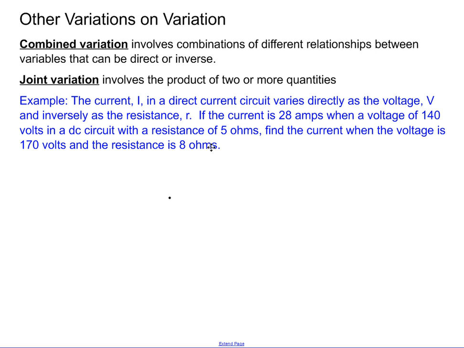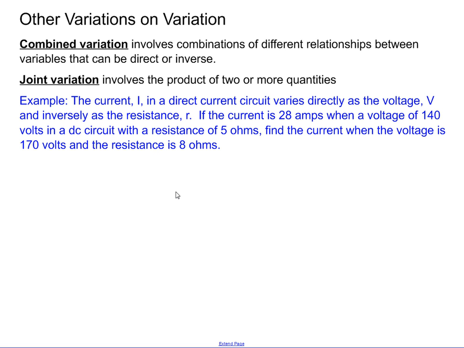Well, we've talked about direct variation and we've talked about inverse variation. Sometimes, though, we need to talk about variation when we have more than one thing going on at a time, and this is very often the case in the real world. So we have two different other ways of putting this.